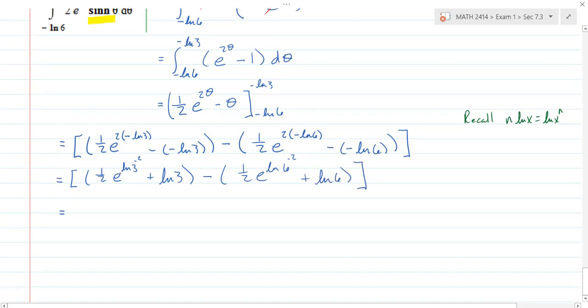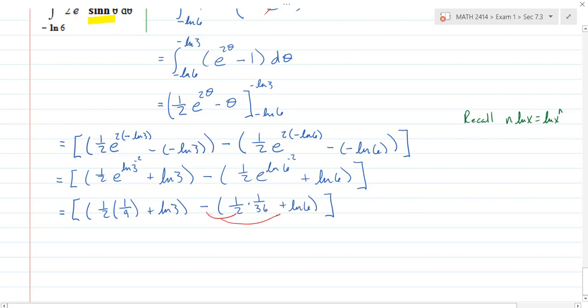The ln's and the e's are going to cancel each other out. So that means I'm going to have 1/2 times 3 to the negative 2. But what's 3 to the negative 2? It's 1 over 3 squared, and 3 squared is 9. Then over here, the ln's and the e's are going to cancel each other out, and I get 1/2 times 6 to the negative 2. But 6 to the negative 2 is 1 over 36. I then need to come through and simplify this and distribute that negative, and when I do that, that's going to give me 1 over 18 plus natural log 3 minus 1 over 72 minus natural log 6.